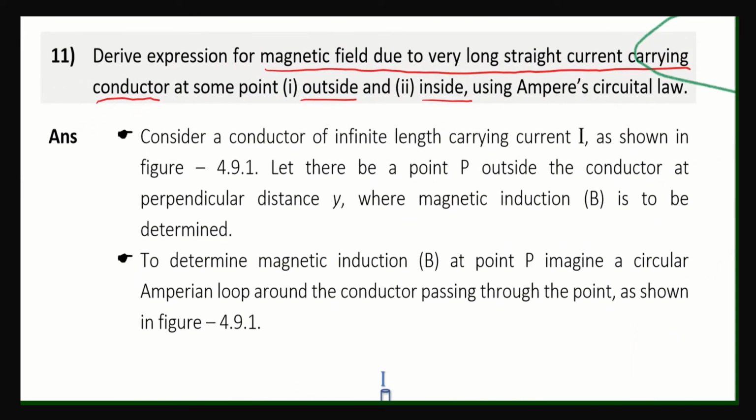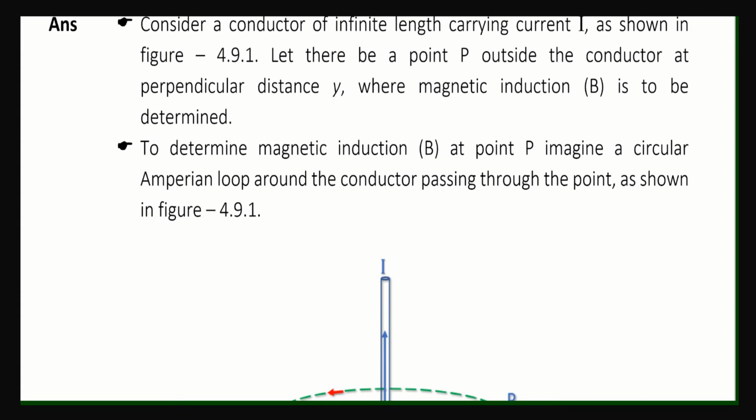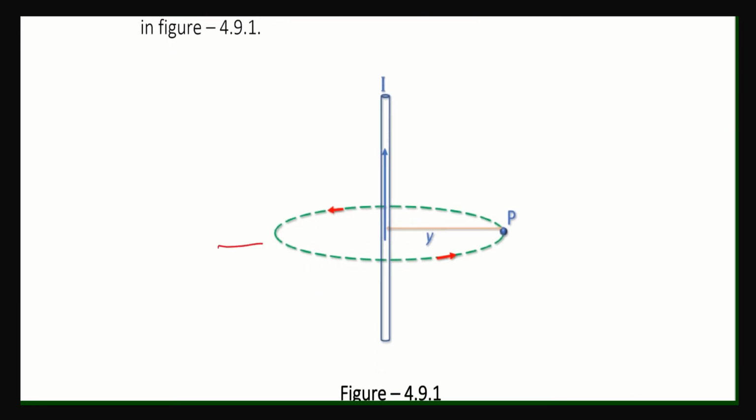Consider a conductor of infinite length carrying current I as shown in the figure, and let there be a point P outside the conductor. And where is point P? Point P is considered at distance y. And what is the first condition? The first condition to use Ampere's circuital law is to have an Amperian loop passing through the point. So this green one is the Amperian loop passing through point P and closing on the wire. The second step when you are applying Ampere's circuital law is to determine this. What is this? How you are going to integrate. So according to this figure, integration is going to take place like this.